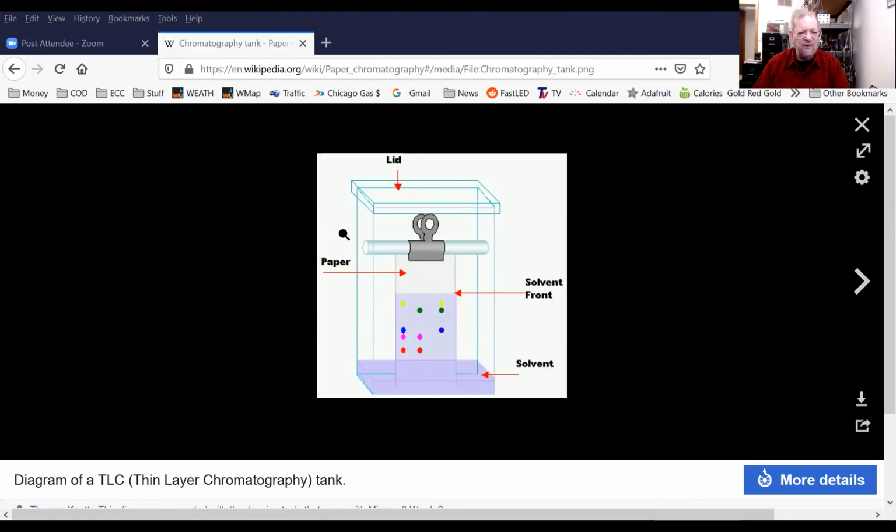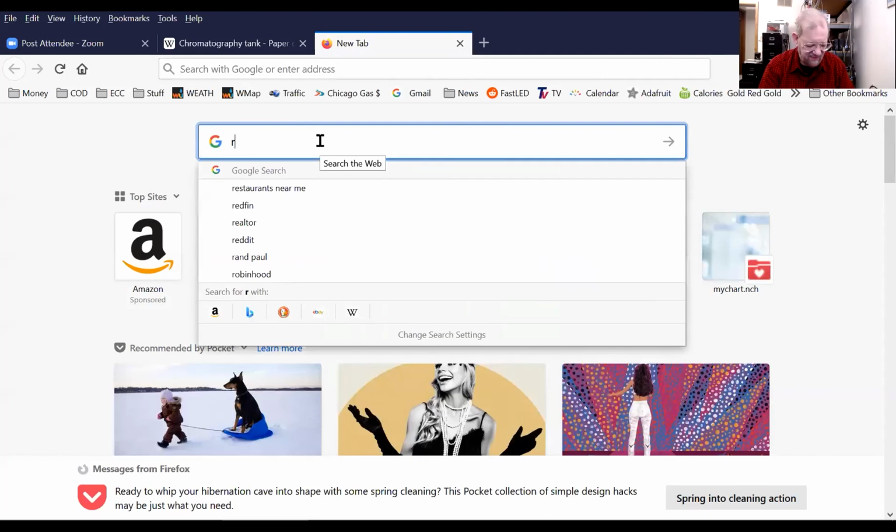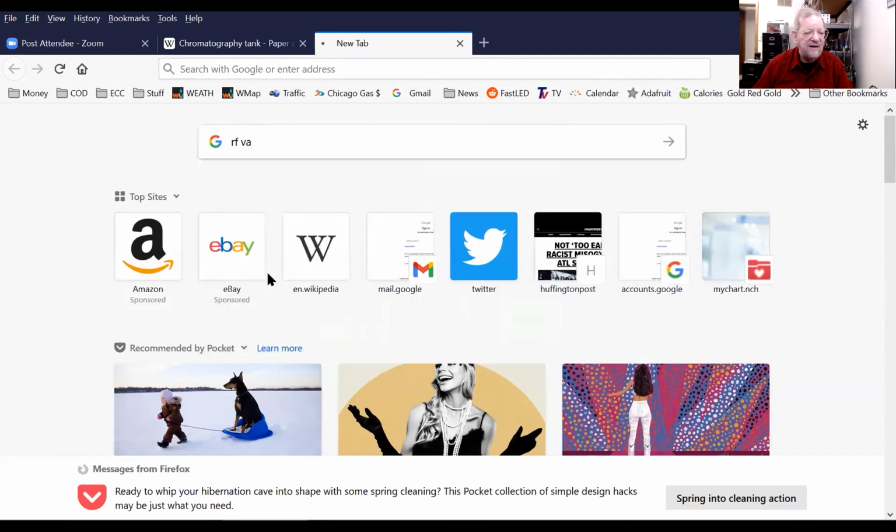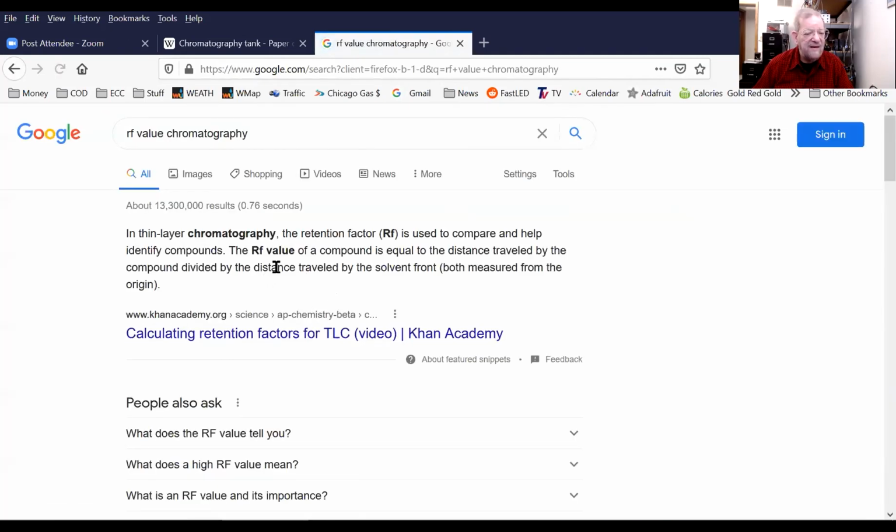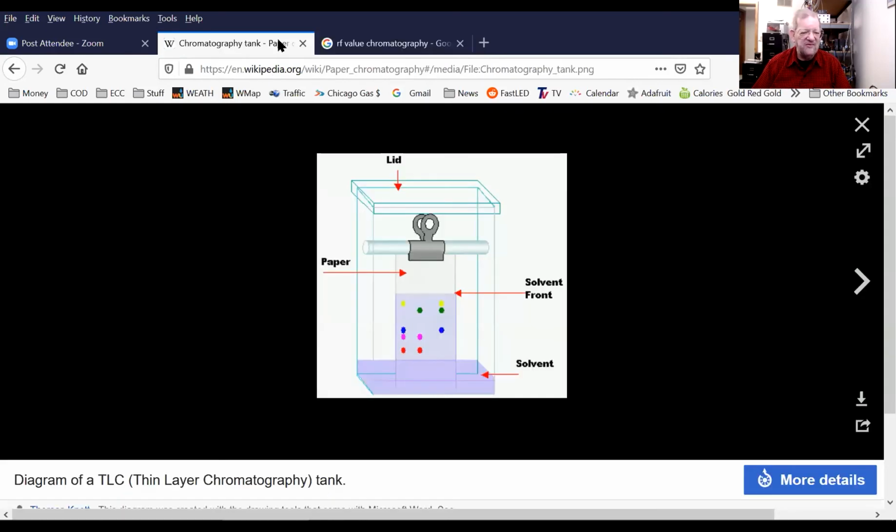And I forgot what R stands for in RF value. Hold on. Oh, retention factor. I've been calling it RF value and I forgot what that was. This will never be on a test. But anyways, that's paper chromatography.